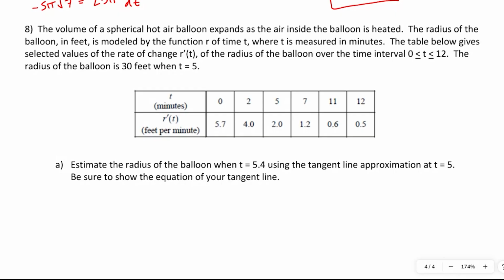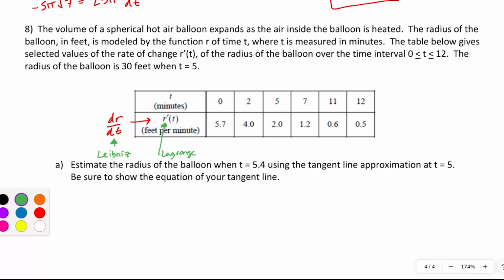R prime of t, another way of saying this, using the Leibniz notation, is dr dt. Just for reference, that's the Leibniz notation. You don't need to know this by name. This is the Lagrange notation. But you don't really need to know those names, just FYI. They mean the same thing.